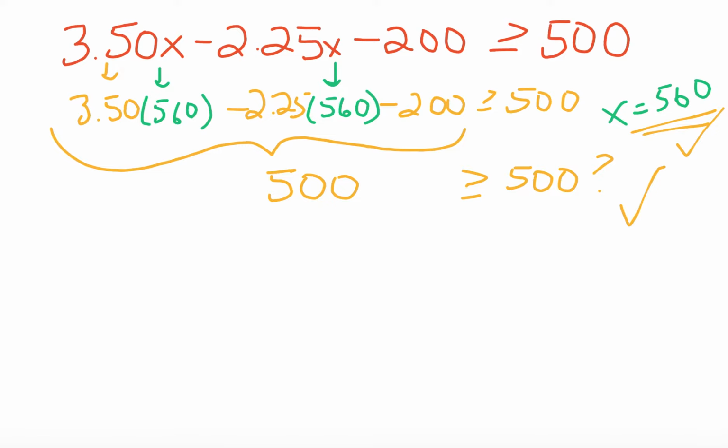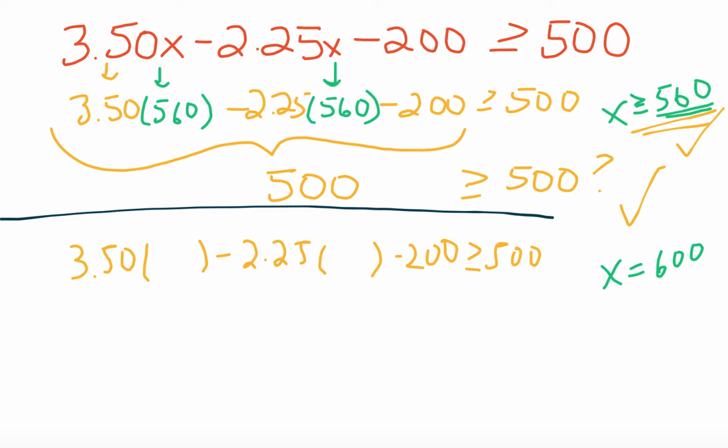What if we chose a different number? What if we said maybe 600? Notice I'm choosing something that's greater than 560 because our answer said x is greater than or equal to 560. And certainly 600 is greater than 560.